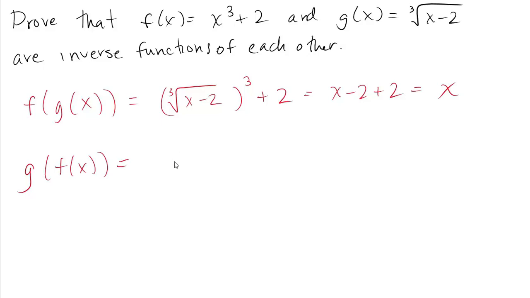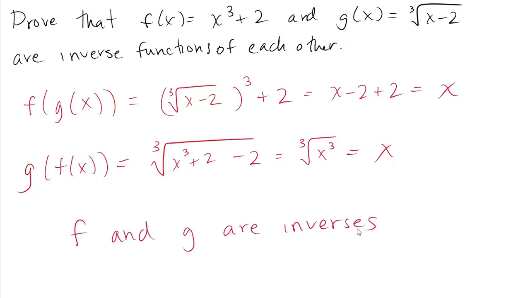We've basically already done this. We did it with a instead of x, but g of f of x would be plugging f of x into the function g. Well, g is this function which subtracts 2 from its input and then takes the cube root. Our input is the function f, which is x cubed plus 2. The 2's cancel. Again, we've already seen this. We take the cube root of x cubed and we get x. Because we got x in both directions, these functions are inverse.